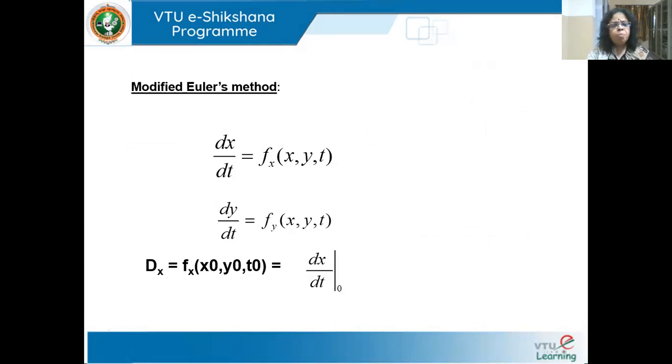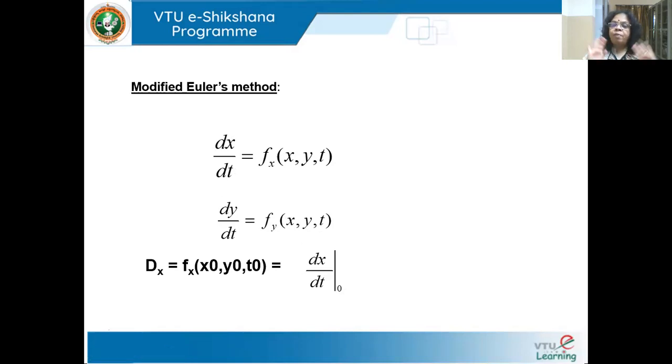Now, modified Euler's method we had seen earlier. Just for a recap, if I have two differential equations in x and y, I have dx by dt as a function of x, y, and t, and dy by dt as a function of x, y, and t.